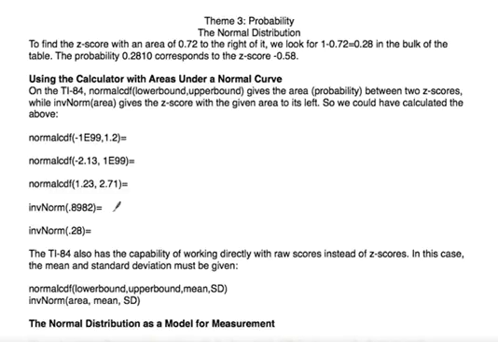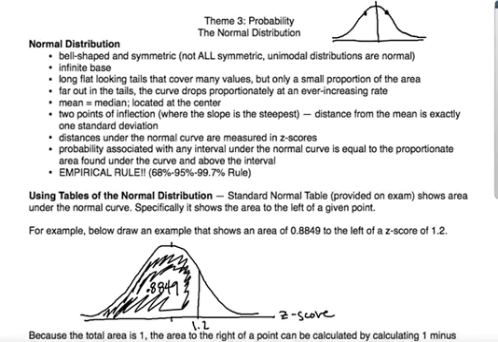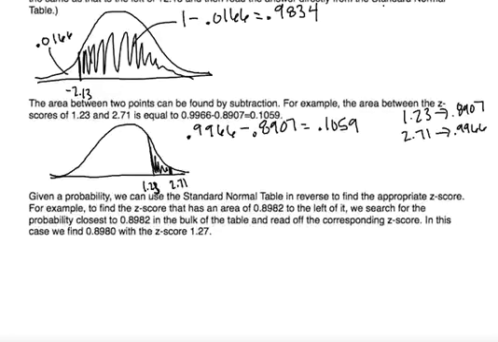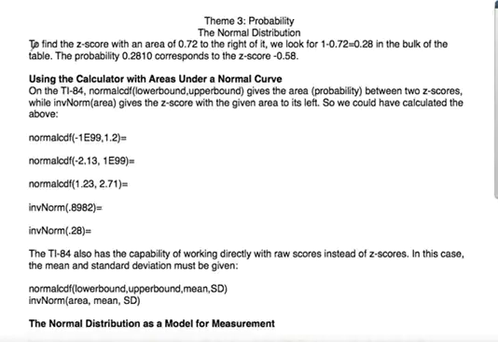To find the z-score with an area of 0.72 to the right of it, you would need to look for 1 minus 0.72 equals, did I go too far? That seems to not make sense. So anyway, to find the z-score with an area of 0.72 to the right of it, we would look for 1 minus 0.72, which is 0.28, in the bulk of the table.